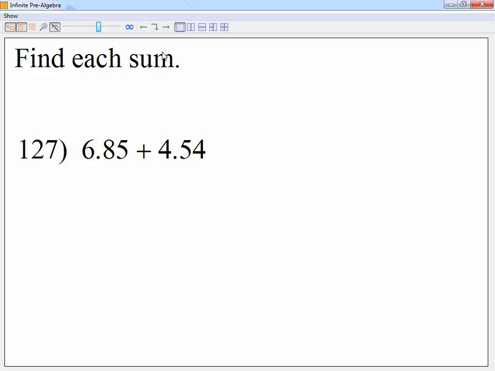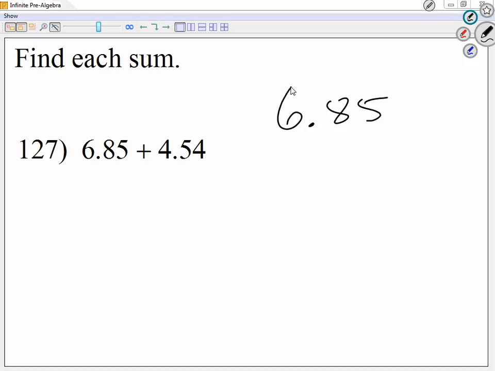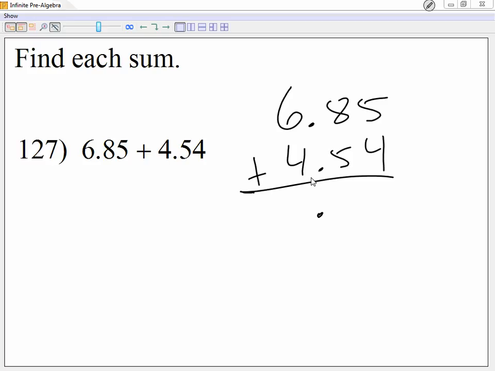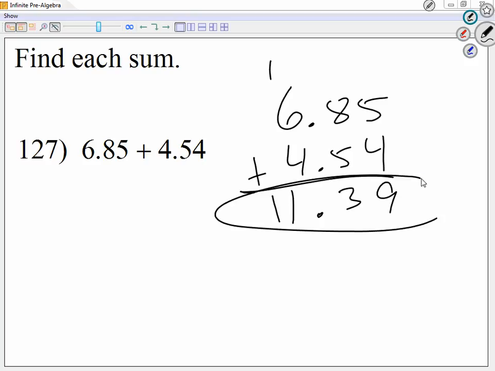All right, now for decimals, when we're adding decimals, we line up the decimal point. So I'm going to have 6.85. I'm going to add it to 4.54. Actually, what I line up is my decimal point. And 5 plus 4 is 9. 8 plus 5 is 13, so carry a 1. 1 plus 6 plus 4 is 11. So my answer is 11.39. For adding or subtracting decimals, line up the decimal point.